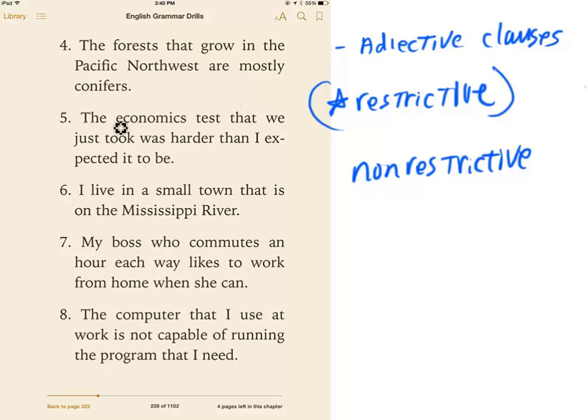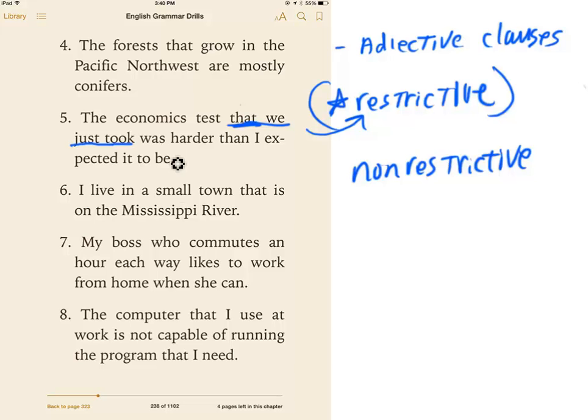All right. How about this one? The economics test that we just took was harder than I expected it to be. I think this would be a matter of opinion, but I'm going to tell you right now because they use the word that. We already know that that is used with restrictive clauses. Okay. The economics test was harder than I expected it to be. Well, this would be restrictive because we need to know which one. Okay, that we just took. So it's restrictive. How about this one?